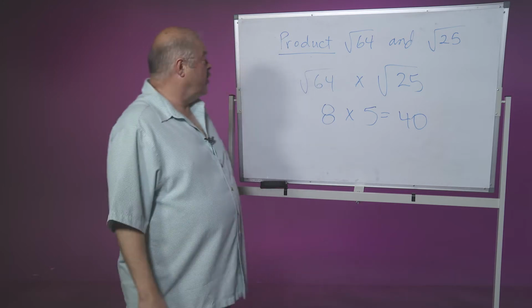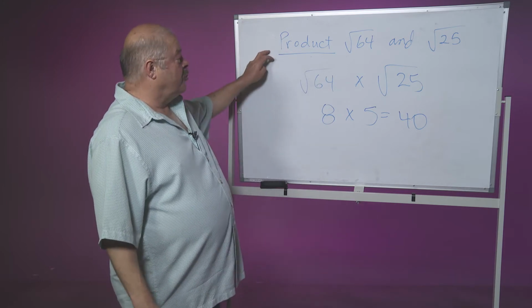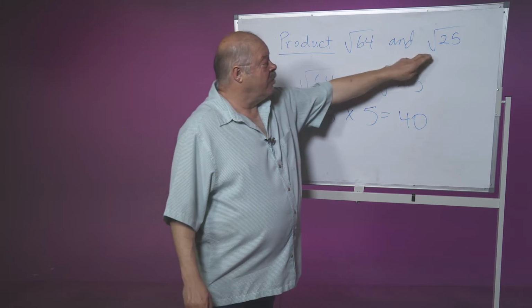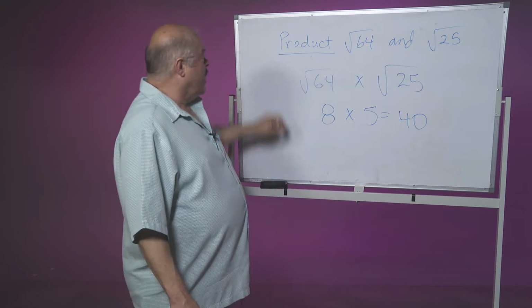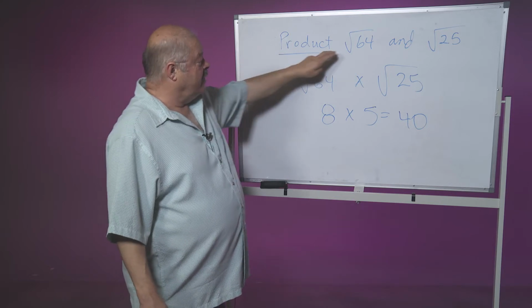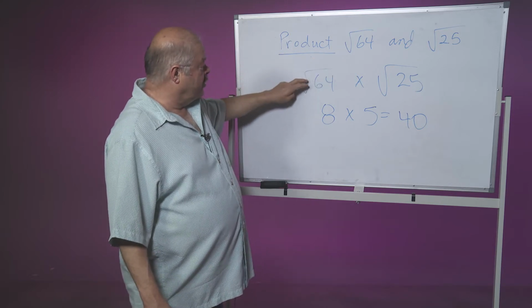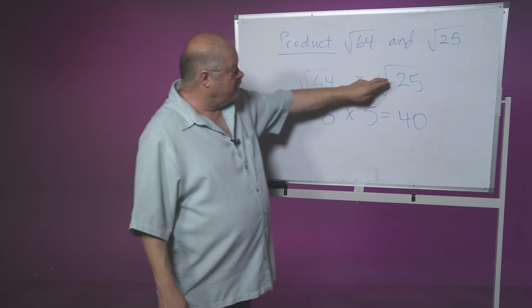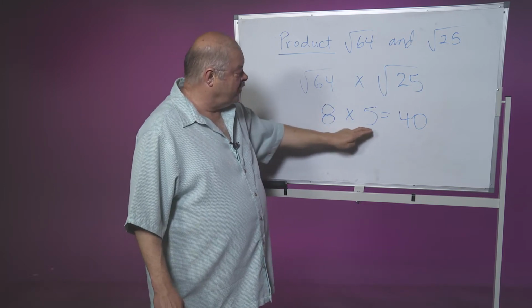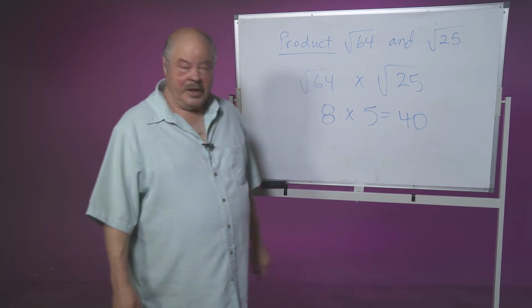So that is how you do that question. The product of the square root of 64 and the square root of 25. Again, product means multiply two numbers together. We're taking the square roots. The square root of 64 is 8. The square root of 25 is 5. 8 times 5 is 40.